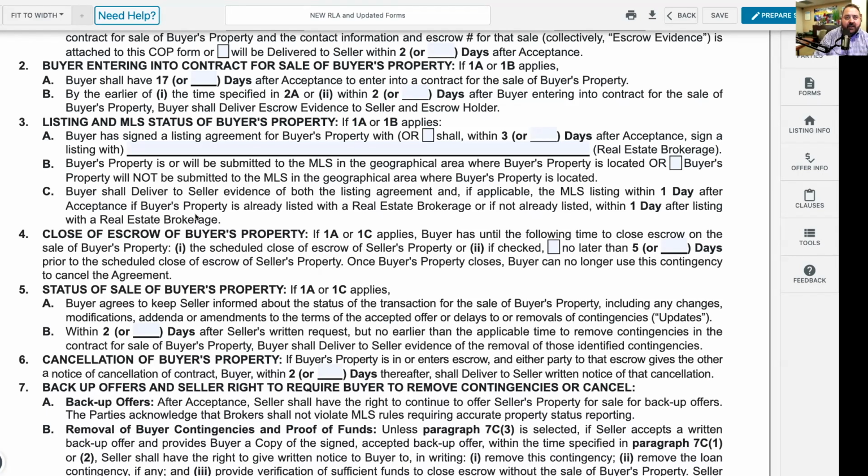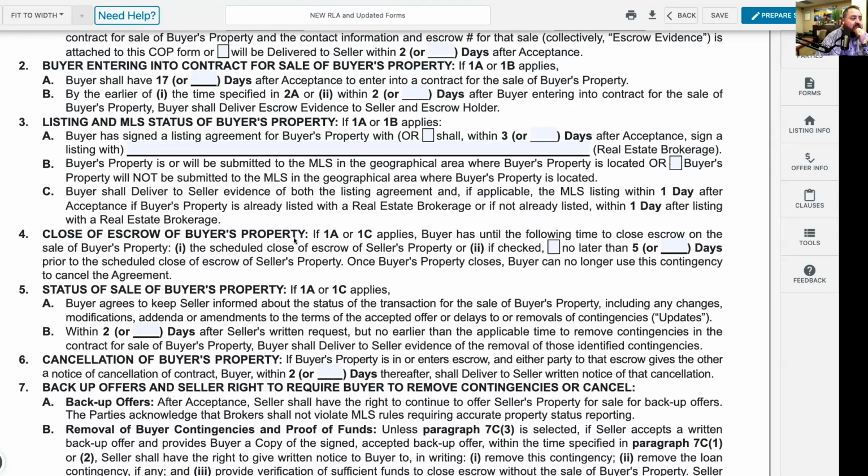I mean, you should probably fill it out anyway. Just give the MLS ID just to show it, but this is only required if you're a 1A, 1B situation on your COP. Buyer has signed a listing agreement for buyer's property or shall within 3 days after acceptance sign a listing with a real estate brokerage. Buyer's property is or will be submitted to the MLS in the geographic area where buyer's property is located, or buyer's property will not be submitted to the MLS in the geographical area where buyer's property is located.